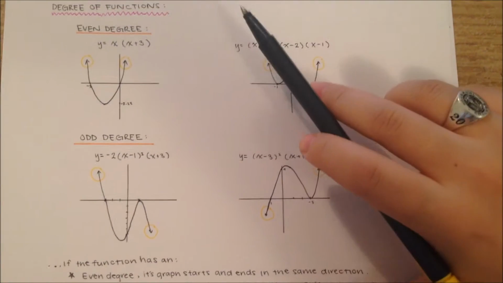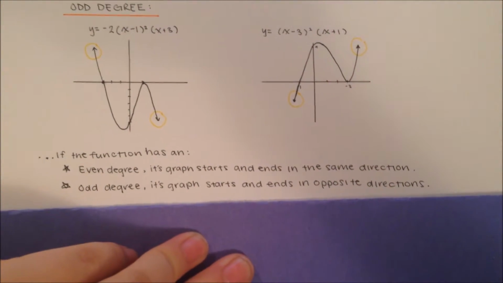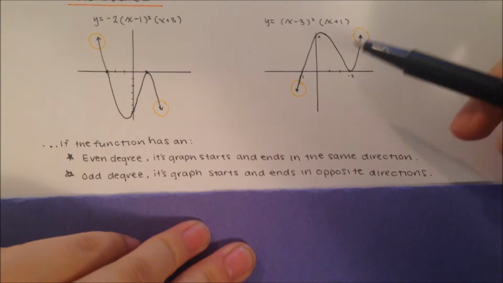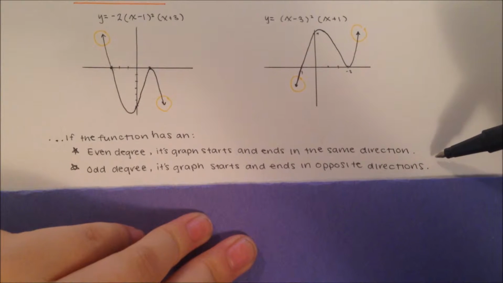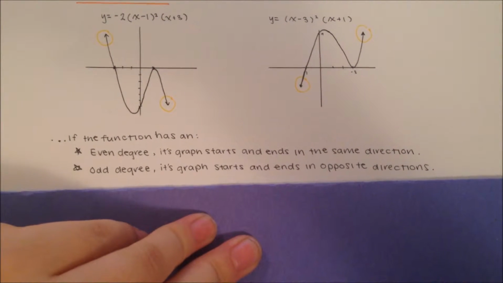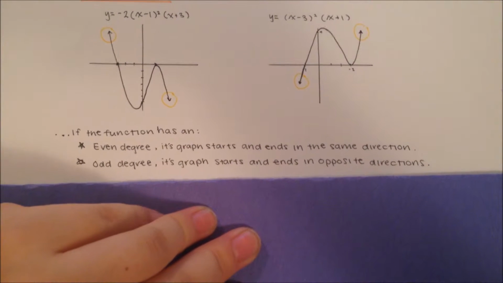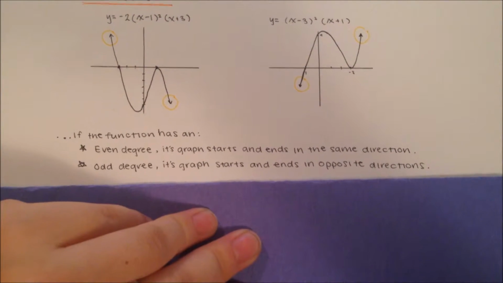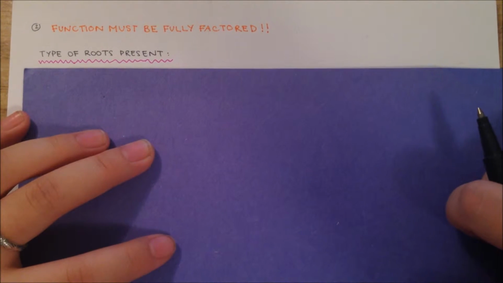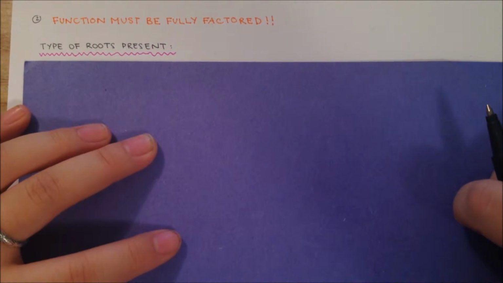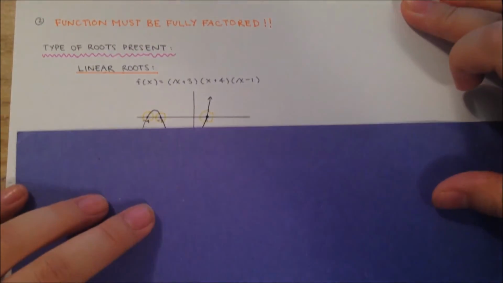Thus, we can conclude that when a polynomial function has an even degree, its graph starts and ends in the same direction. And if it has an odd degree, its graph starts and ends in opposite directions. The first step in graphing polynomial functions is to determine its end behavior and then determine where the function starts by examining its degree. The second step is to determine the type of roots that are present. To do step 2, the function must be fully factored first.